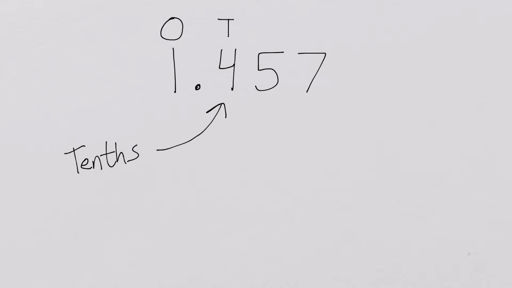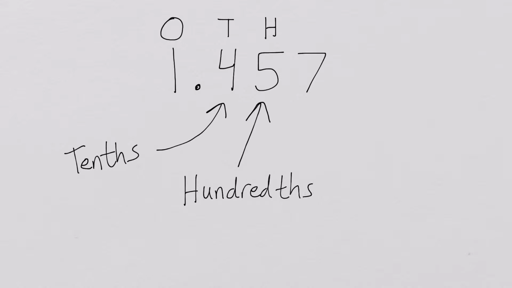And that means that there are 10 pieces in every one whole. It would take me counting up to 10 to get me to one whole with this decimal place value. The 5 is in the hundredths place value. So I'm going to put an H above it for hundredths, and once again I'm going to draw a little arrow, hundredths. And it would take, as you might have guessed, 100 of these pieces to make one whole.